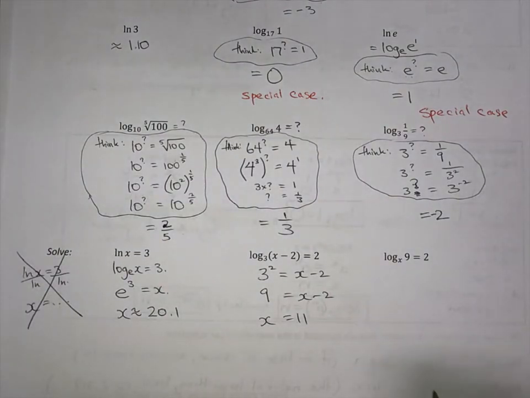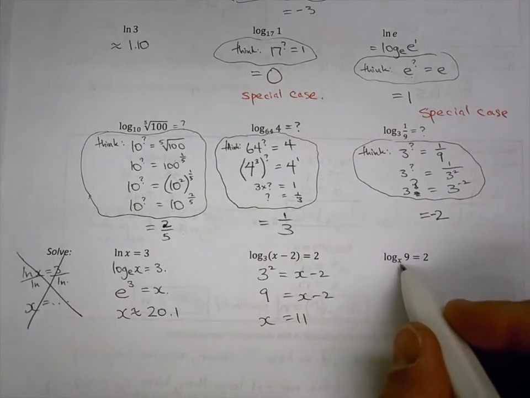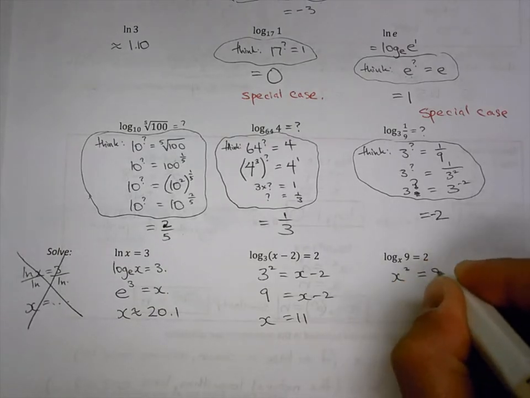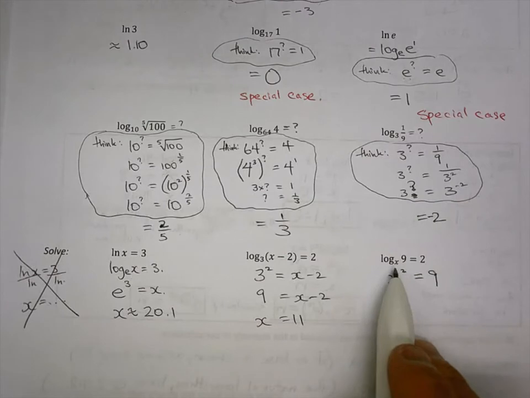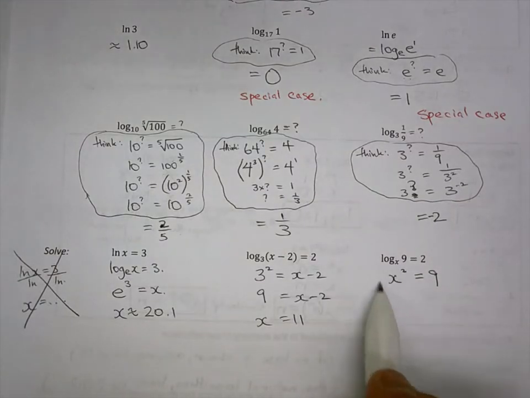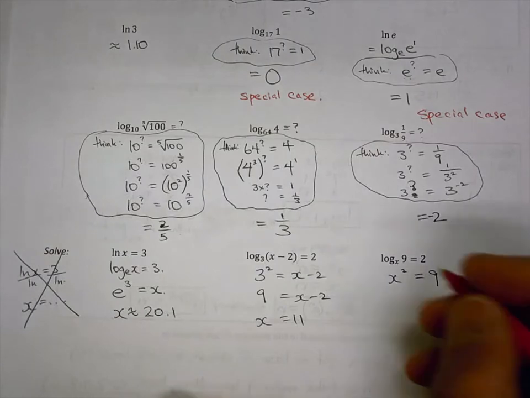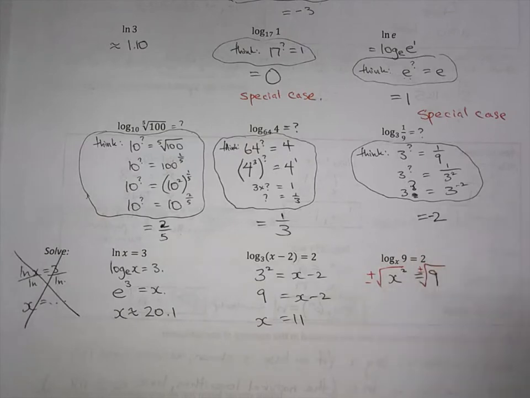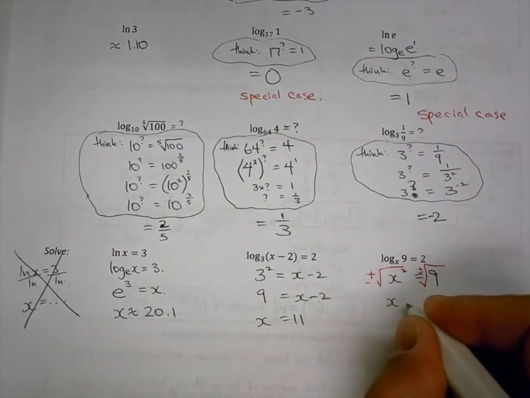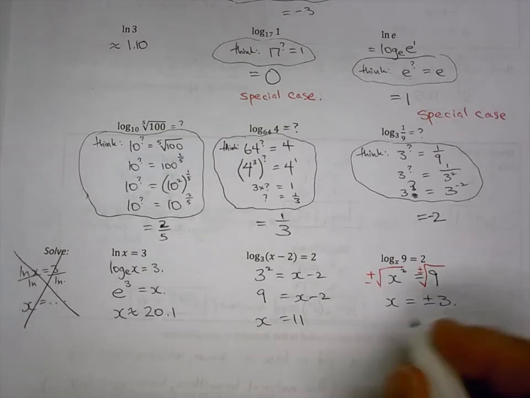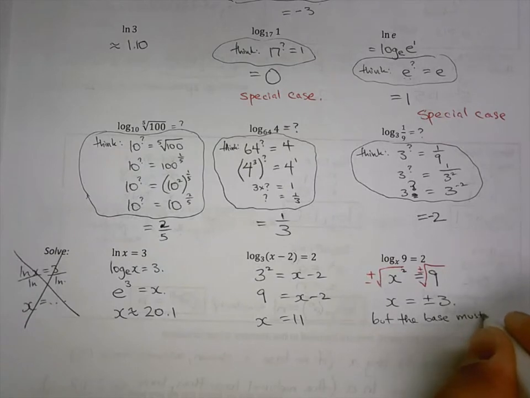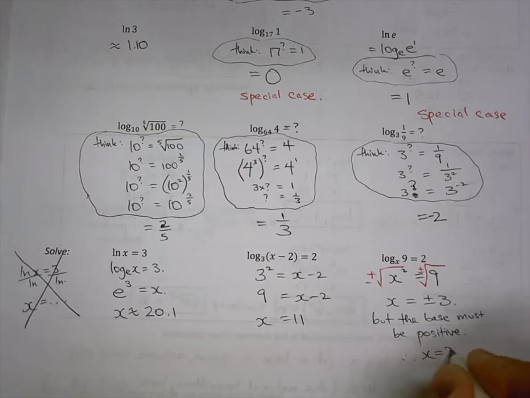Okay, and our last question here, I have x to the power of 2 is equal to 9. This is very rare to have a question where you don't know what the base is. But once I've rewritten as an exponent, I can solve this. I need to take the square root of both sides. However, remember, when you take the square root yourself, you have to do plus or minus. There are two answers. So your answer is plus or minus 3. However, the base must be positive. Therefore, x is equal to 3.